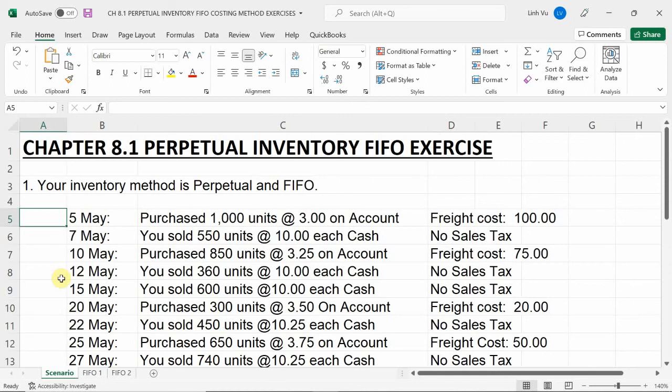Okay. Number one, your inventory method is perpetual and it is FIFO. Okay, first in, first out. For this very first scenario, I am going to be using colors, so we can identify where our money's going, where it is being tracked, and where these numbers are coming from. So the first one's going to be very colorful.